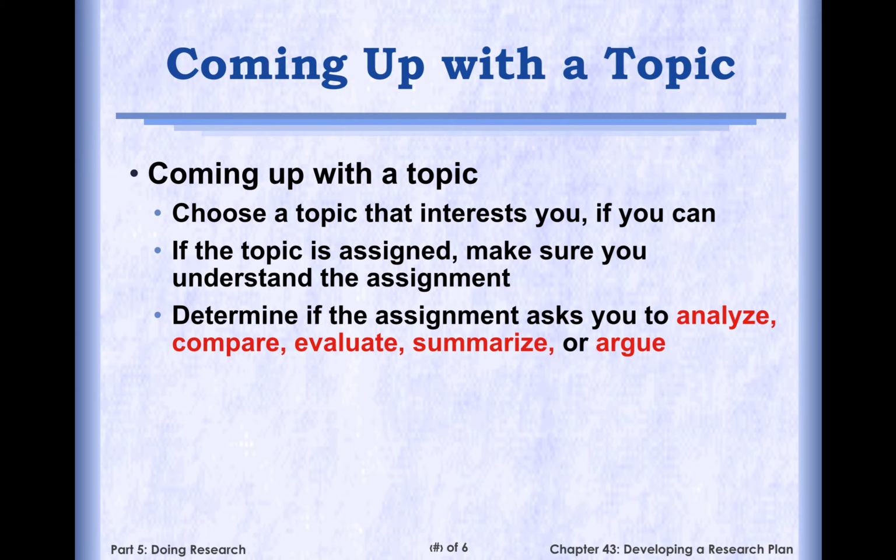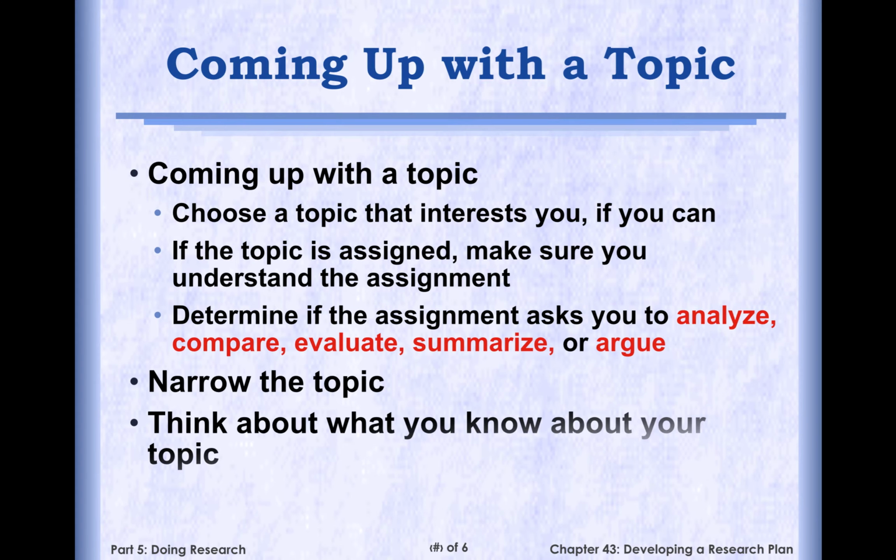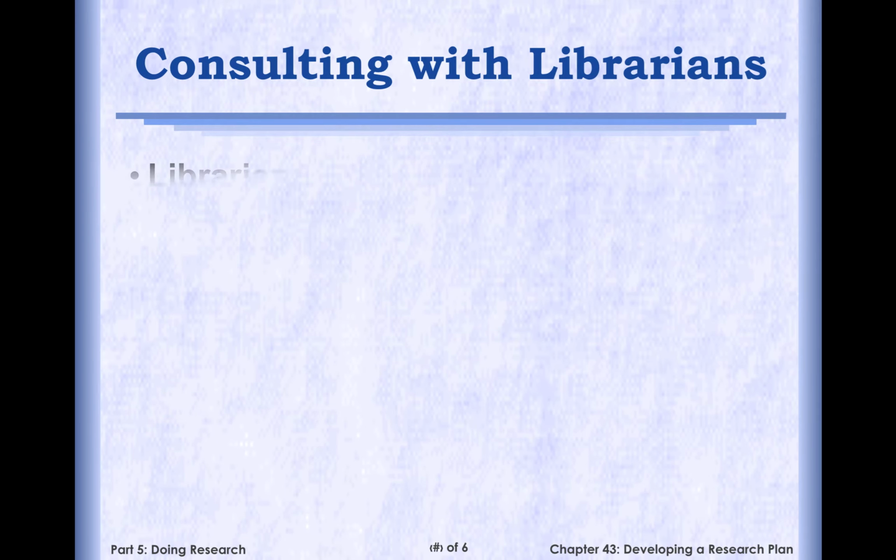It's been explained in a number of different lectures, but let's clear that up now because you can't afford to get behind. Determine if the assignment asks you to analyze, compare, evaluate, summarize, argue. You're really doing all of that in this argumentative paper. Narrow the topic. Hopefully you will have that narrowed down by the time you brainstorm, and think about what you know about your topic. And again, that's part of the brainstorming process. What do you know in your career field about this controversial topic before you ever go to do any research?